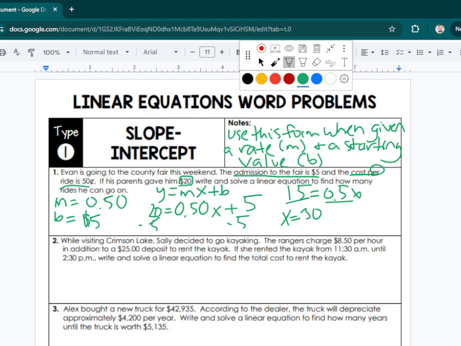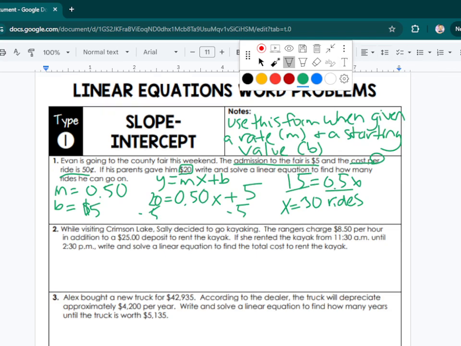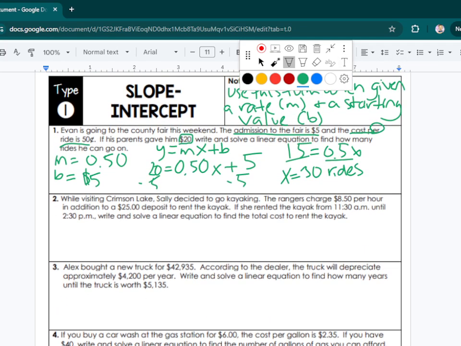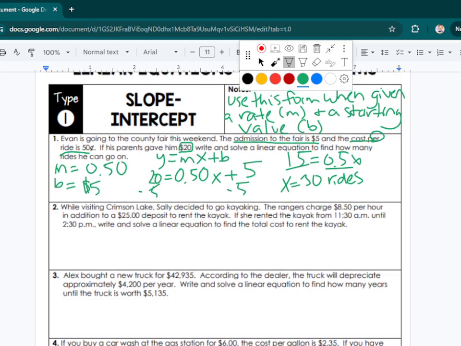Now, a word problem is not complete if you don't have your units. So x is 30, yes, but what is x talking about in this problem? So we go back to our equation. We attached the x to the 50 because that's the number of rides. So x equals 30 rides. Excellent.